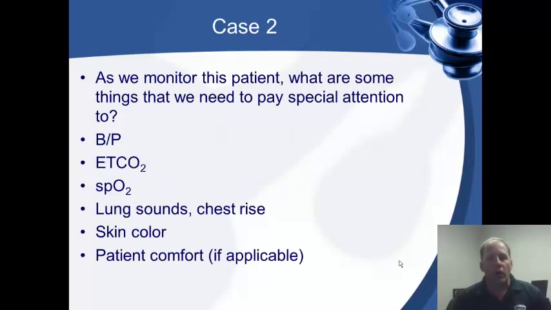So we're monitoring blood pressure, paying special attention to our CO2, making sure it's not coming down too quickly. I'm going to watch my SpO2. My target is 95 to 99. If I'm at 100, I just need to bring down my FiO2 to about 40 to 60 so I can get it in the range where I'm shooting for.